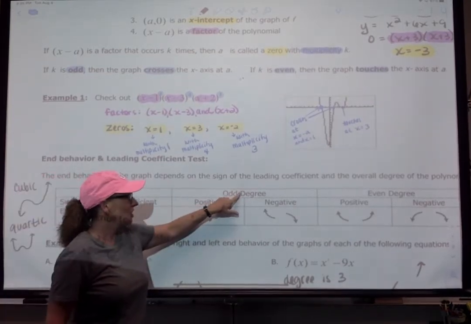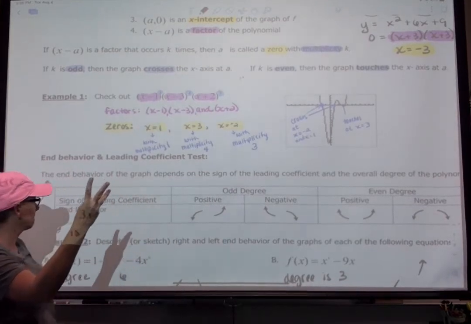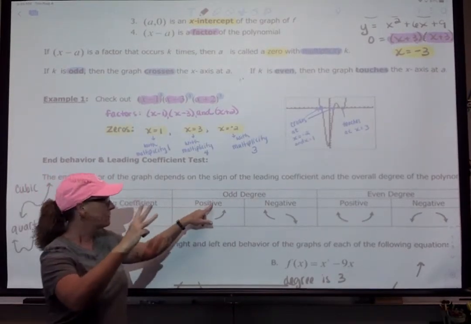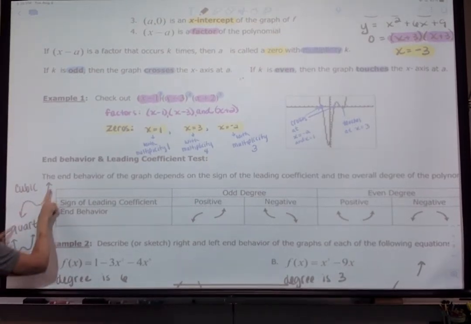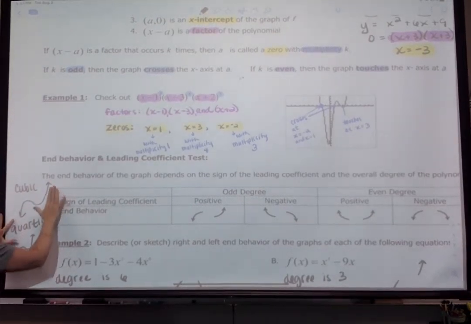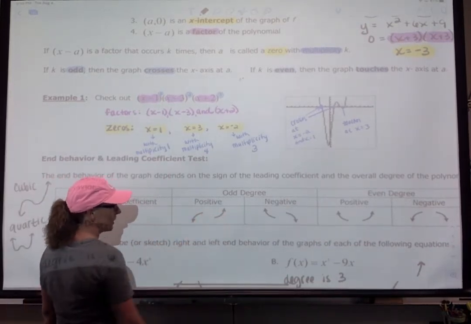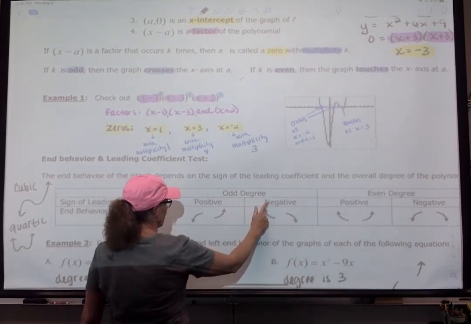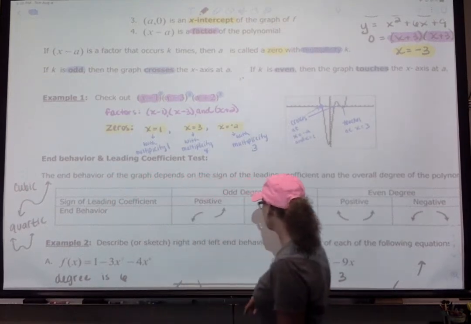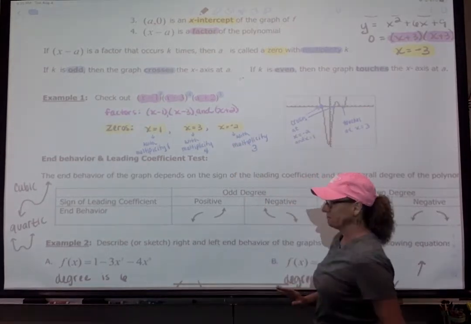But if the degree is odd, like a cubic, what if your leading coefficient is positive? Well, then the cubic is going to go down on the left and up on the right. Down on the left, up on the right. But if your leading coefficient is negative, it's going to be backwards. Now it's going to be up on the left side, down on the right side.